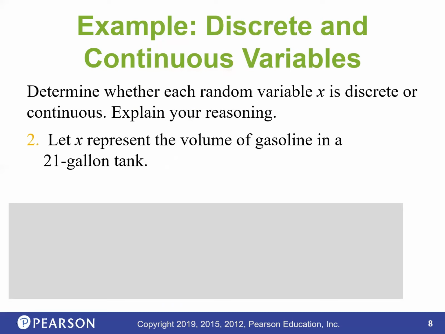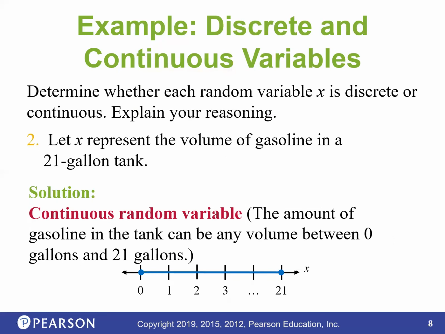Continuous, right? I can break up gallons into 10 and a half gallons, right? 10.3 gallons, 10.32 gallons. Yeah, I can break that up. So this is a continuous random variable. Notice it is still an interval, right? The most you can have is 21. But what we do is fill in the number line because we can have portions of a gallon, no problem. Okay, that's continuous.